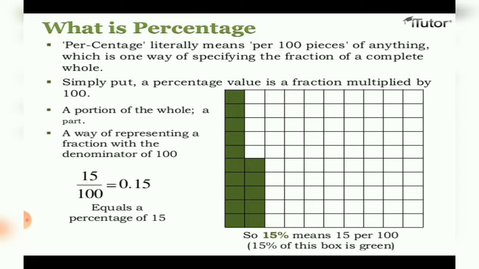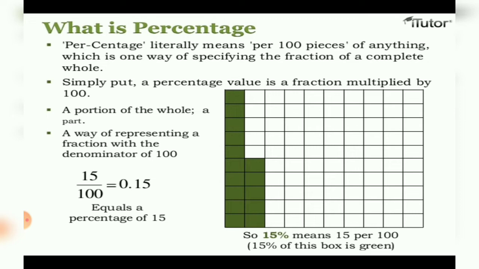It might be useful because it can be easily understood. You can compare fractions using percentages. When you convert them, then everything is out of 100, right? 68%, 78%. You can't easily compare 3 upon 4 and 7 upon 8. Instead, you can write them as percentages. That might be helpful. Or you can make the denominator the same. So percentage literally means per 100 pieces of anything, which is one way of specifying the fraction of a complete whole. So to find a percentage, we find the total pieces and we write the fraction, right?